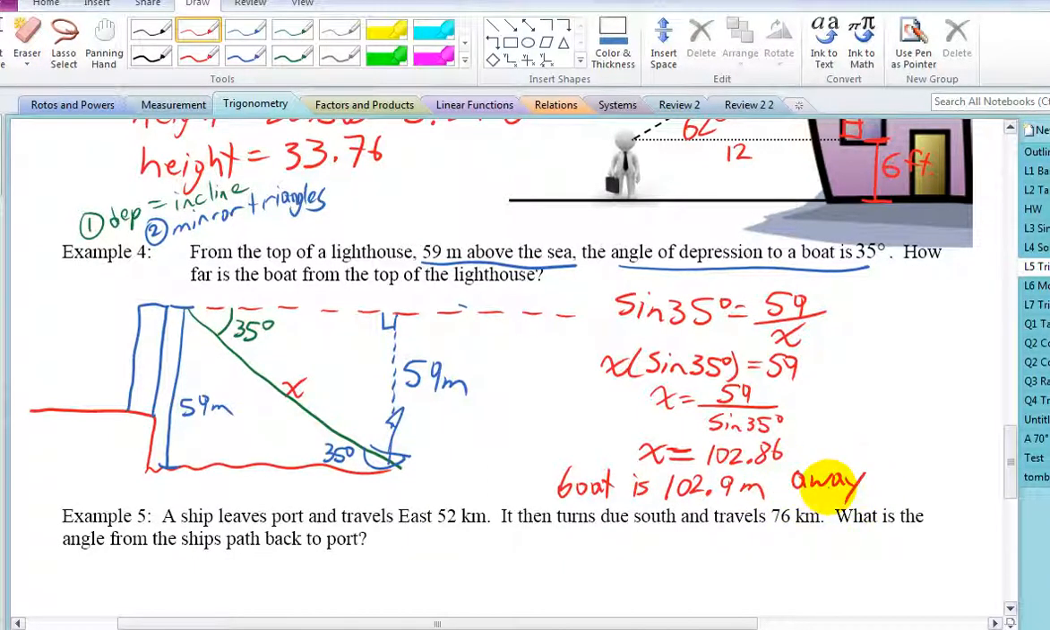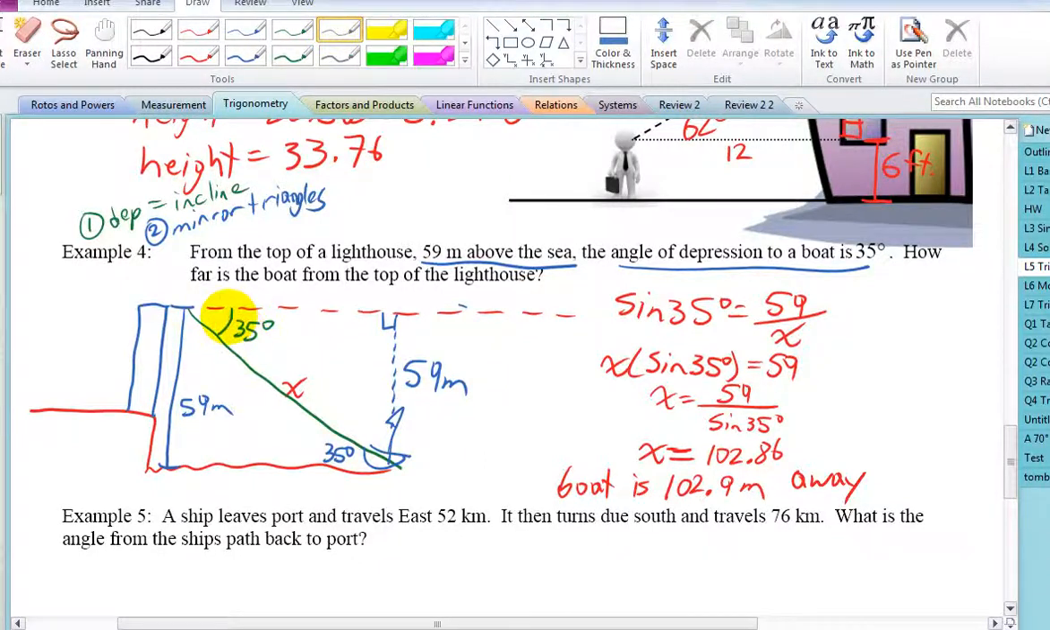Okay, so the boat is 102.9 meters away. Hands up, you got that? Okay, there's one other thing you can do, which I don't recommend, but I want to show it to you anyways, in case your mom or dad see this and freak out on me.